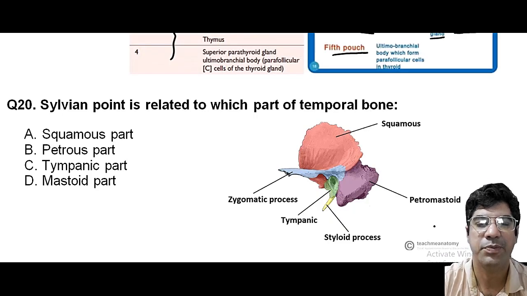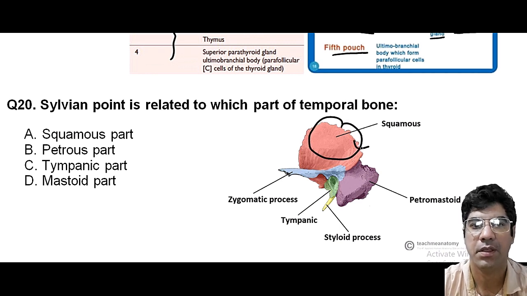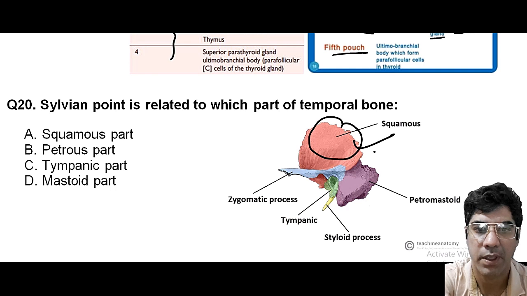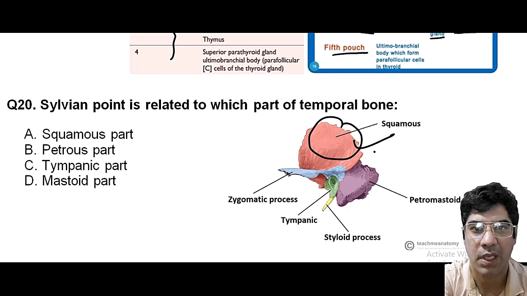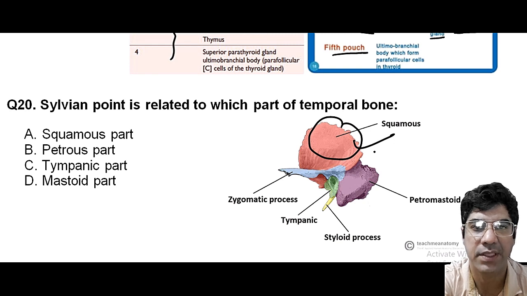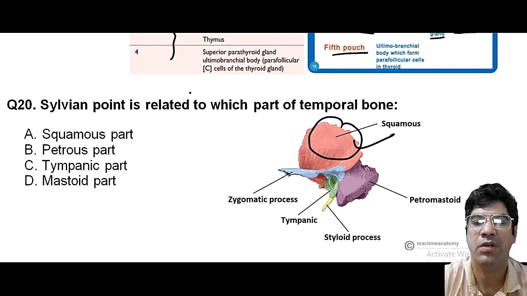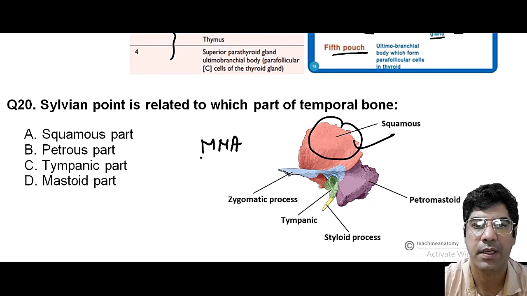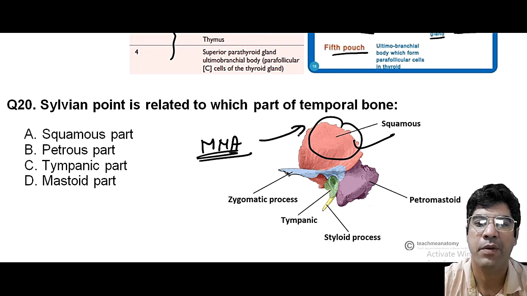Sylvian point is related to which part of the temporal bone? It is related to the squamous part of the temporal bone. The point corresponds to the pterion, that is a point on the lateral aspect of the skull where four bones meet. This Sylvian point is important because it is located over the underlying middle meningeal artery, and a fracture in this area can lead to epidural hematomas.